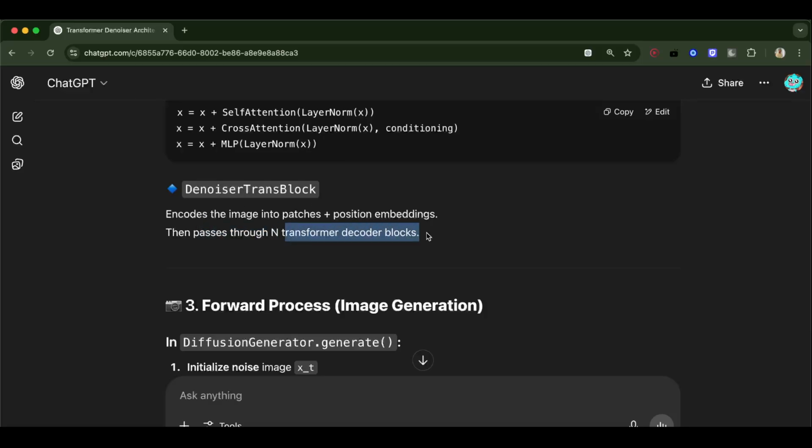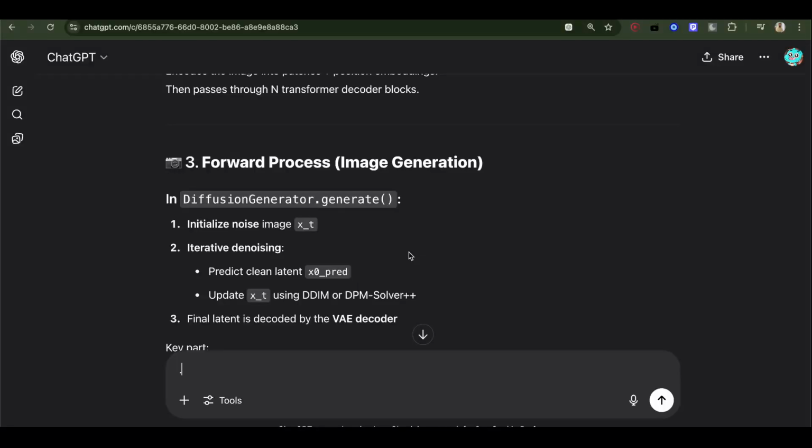transformer decoder blocks. It's the next day morning, so let's continue.